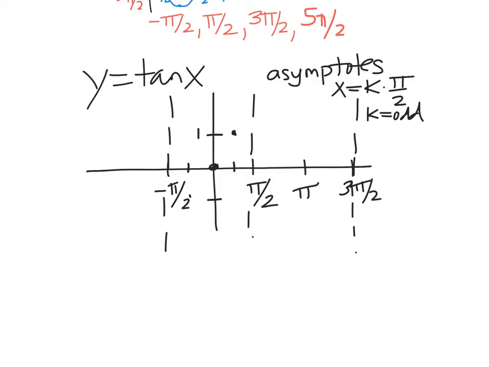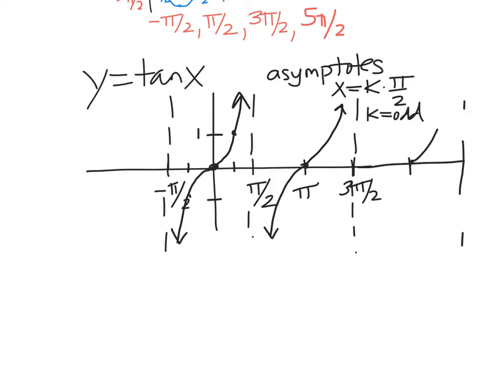And so the graph of tangent is going to look a lot like a cubic function, like y equals x cubed, but there's an infinite amount of them. It keeps repeating itself. Okay? And it would go over here, and it would do it again.